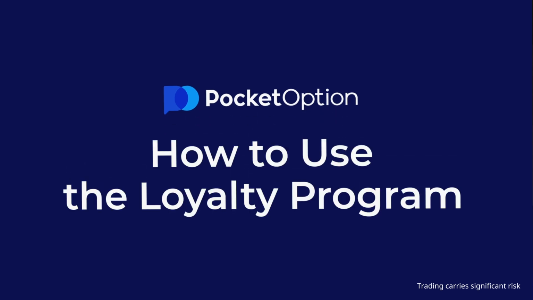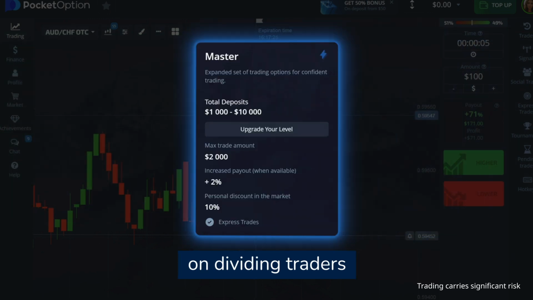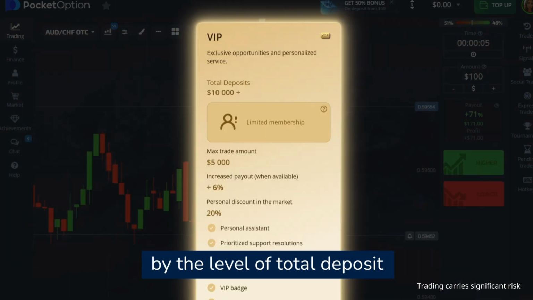How to use the loyalty program. The loyalty program is based on dividing traders by the level of total deposit.